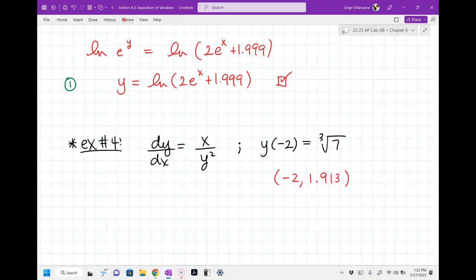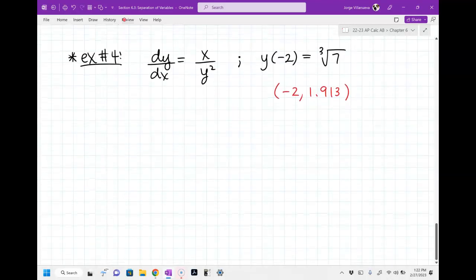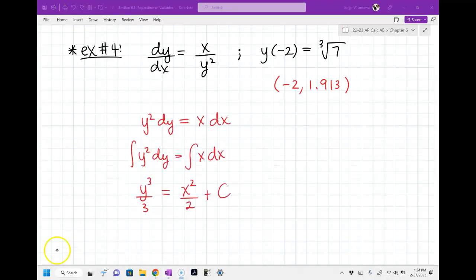So why don't I give you a little bit of time? Separate variables, integrate, get it to the point where you have to solve for C. Okay, and then I'll jump in with you guys. I'm just going to freeze the video here, and then we'll get back to it. Hopefully with this little pause that I gave you guys, you did get to this point right there. So that's where you should be. Y cubed over 3, because the integral of y squared is y cubed over 3, equal to x squared over 2. And then plus c, of course.